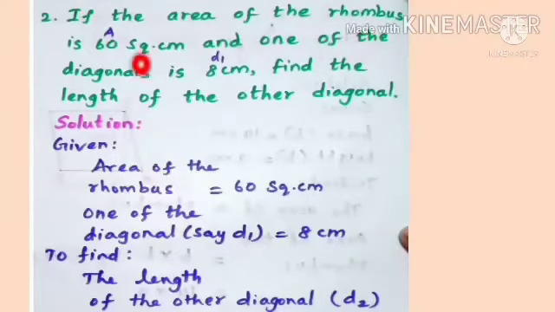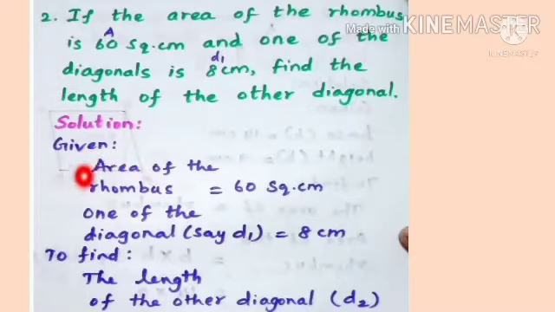If the area of the rhombus is 60 square centimeter and one of the diagonals is 8 centimeter, find the length of the other diagonal. Here the area of the rhombus is given, that is 60 square centimeter, and one of the diagonals, let it be D1, which is 8 centimeter, is given. Our aim is to find the length of the other diagonal, which is D2. D2 is the unknown value which we have to find.